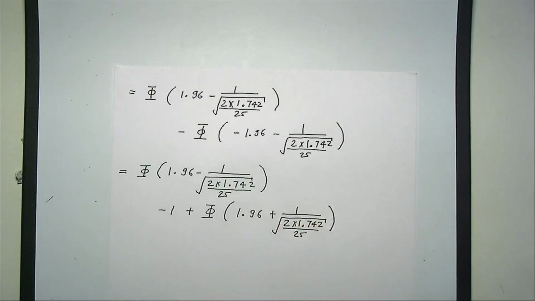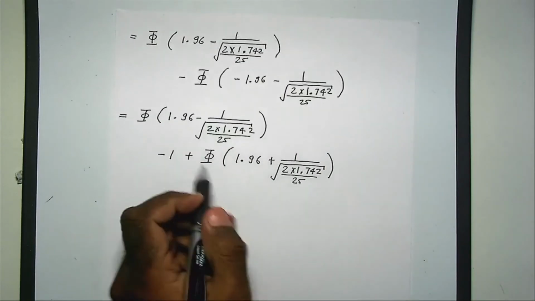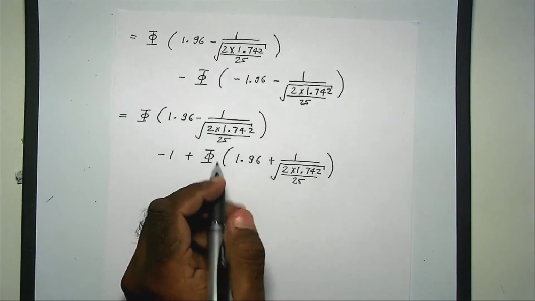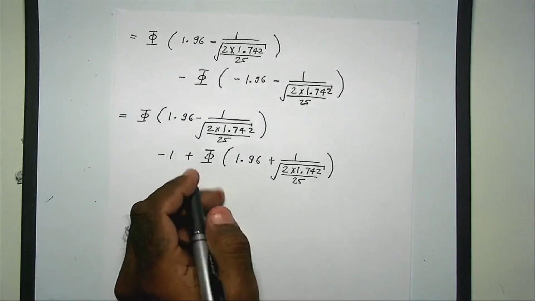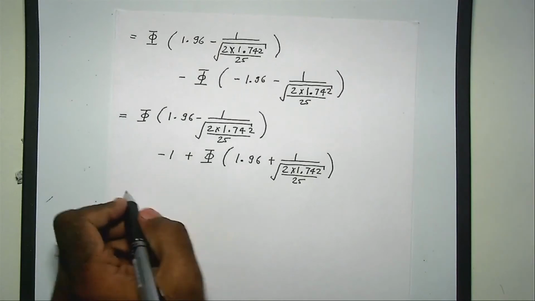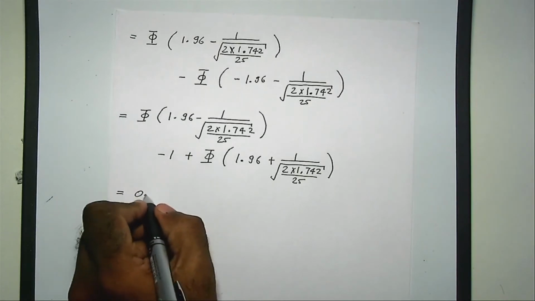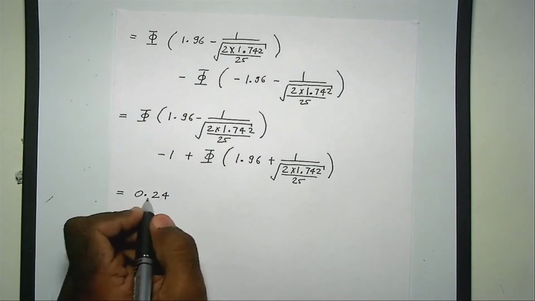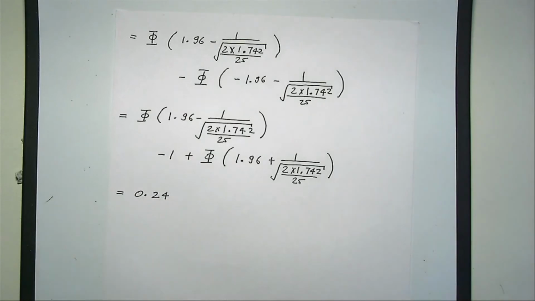Okay. Now you can read all these using the table or using the R software, right? So in either case, you will get the answer to be approximately equal to 0.24. Alright, so this completes the solution to question 2 of the tutorial sheet.